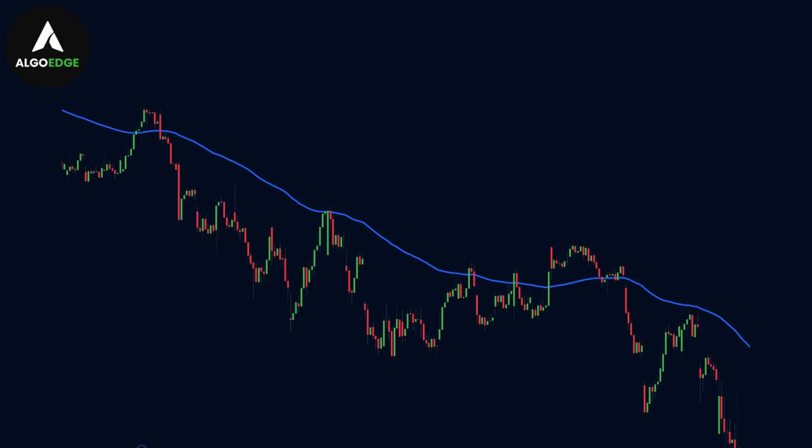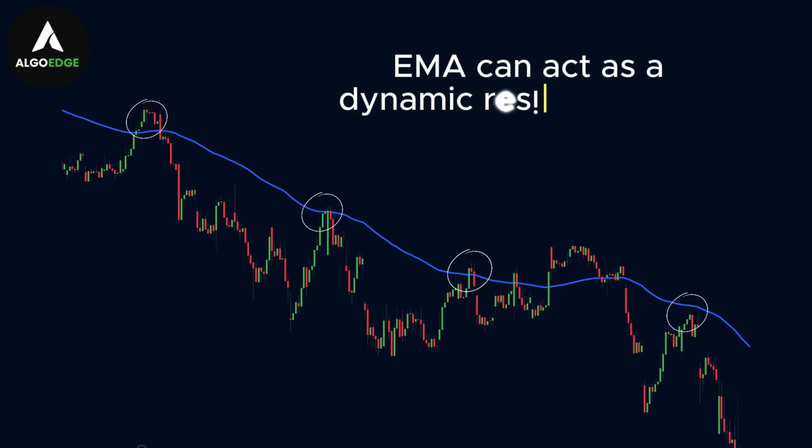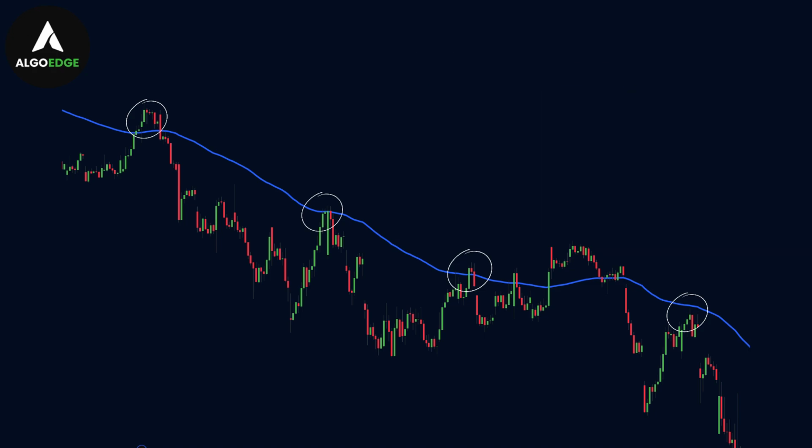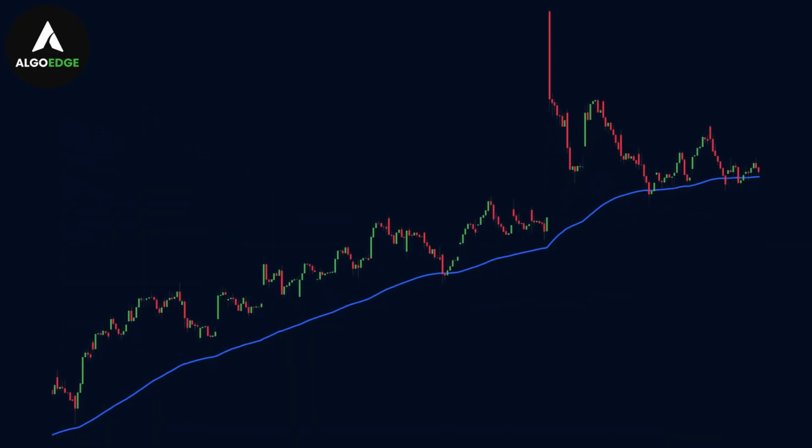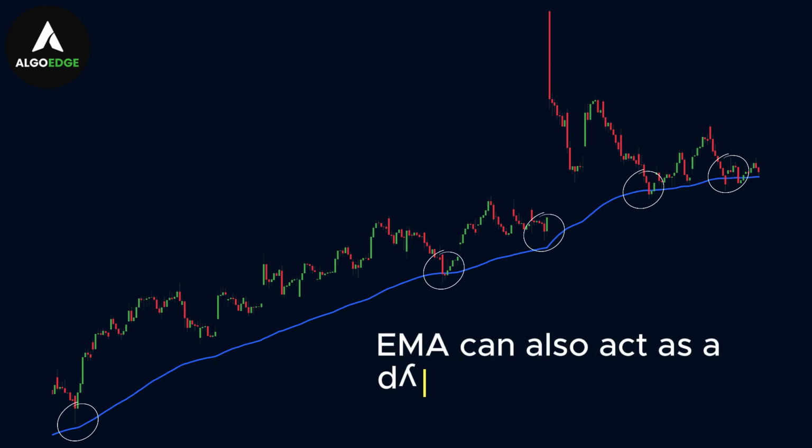Before we build the strategy, let's first understand what the EMA 100 is actually useful for. Take a look at this chart. As you can see, during a bearish trend, the market often treats the EMA 100 as a strong dynamic resistance. Price repeatedly pulls back to the EMA, gets rejected, and then continues moving in the direction of the trend. The same concept applies to an uptrend. Here, the EMA acts as a dynamic support, where price frequently finds buyers before continuing higher.